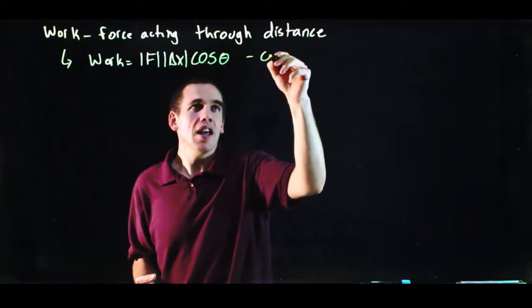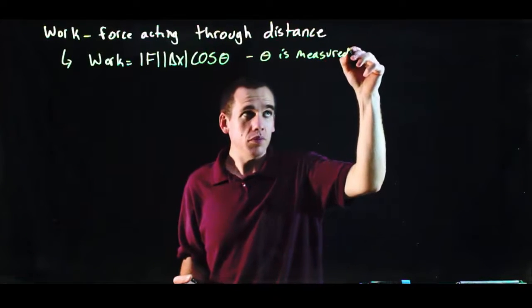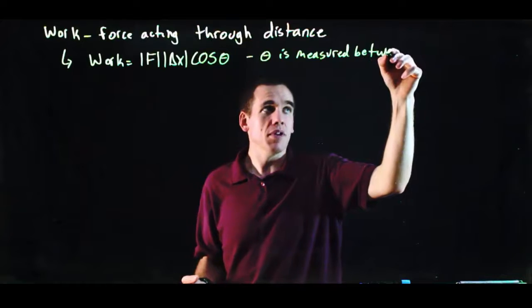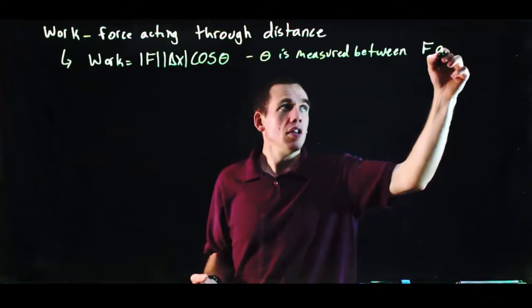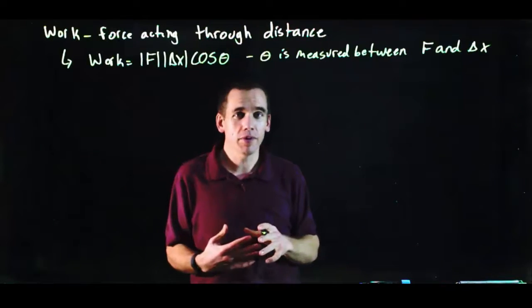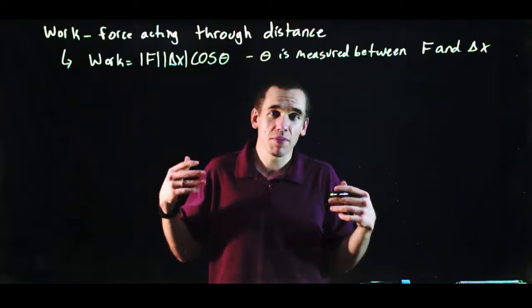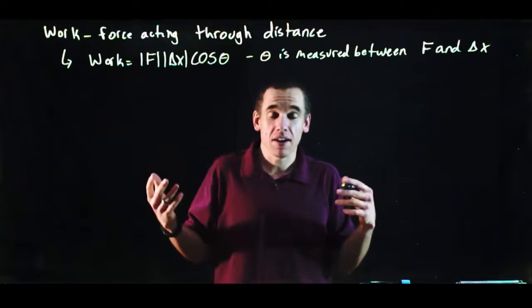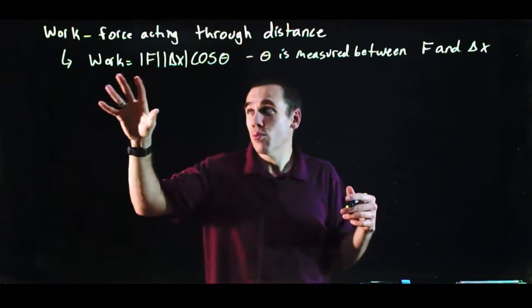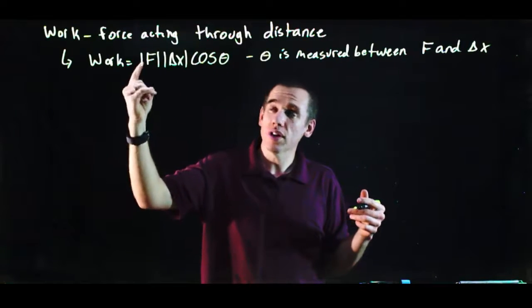So this angle is measured between the force and the displacement. Okay? Now we're going to look at an example where we do a little bit of work where the force and motion might be in opposite directions, might be in the same direction, or might be at some weird angle in between. But it's worth pointing out that because the cosine is included in this, work can be positive, work can be negative.